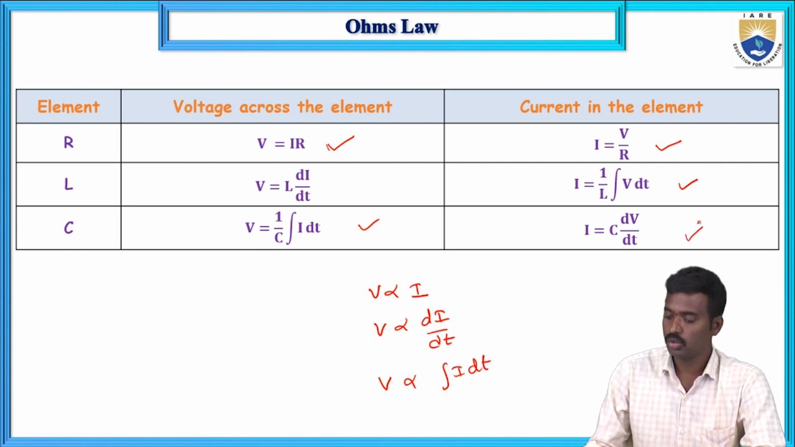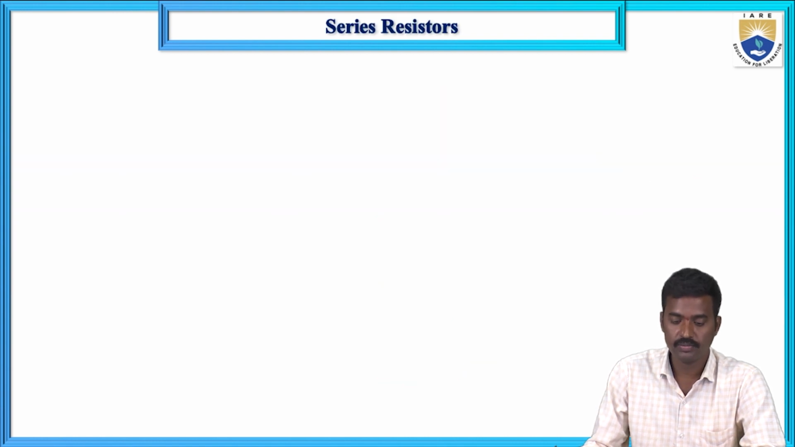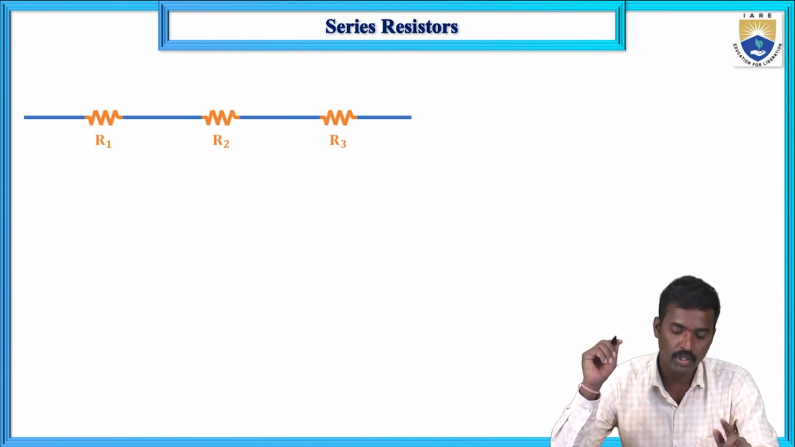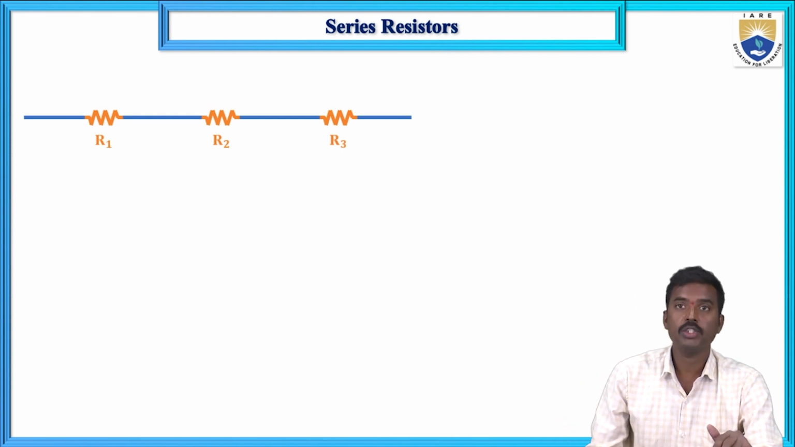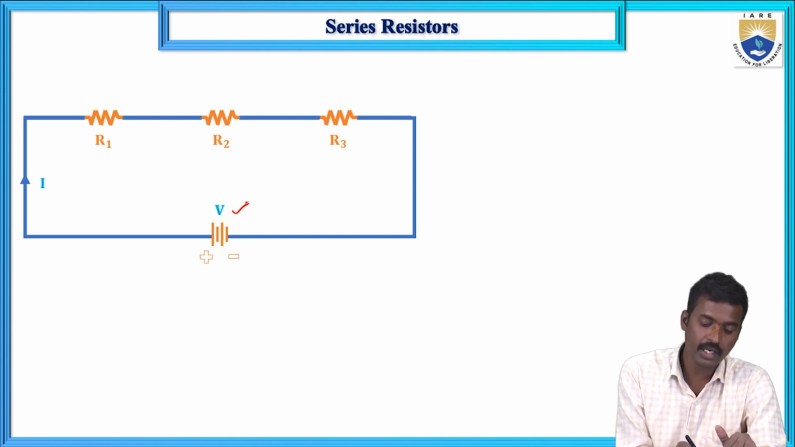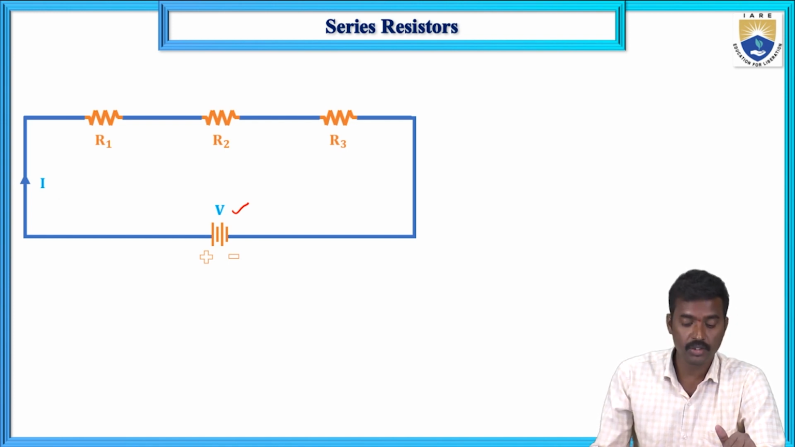Now let us move to the series resistors, and the R equivalent resistance derivation. Three resistors R1, R2 and R3 are connected in series. The whole circuit is connected across the supply voltage V, and the current drawn by the circuit is I. If you give the battery to the three resistors, current is flowing. It is a closed path. So the current drawn by the circuit is I.